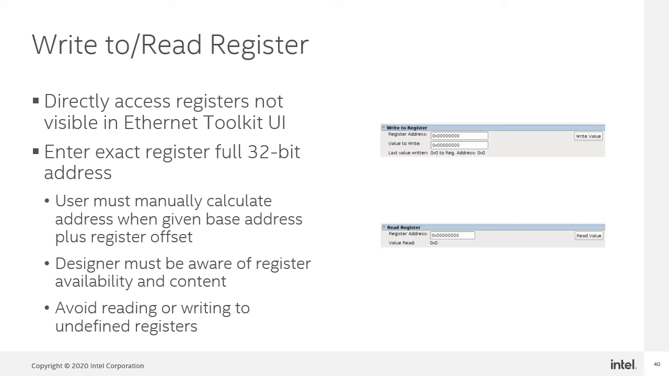1. If the documentation provides the register address in the form of a base and offset, you must manually calculate and enter the register's specific address. 2. You must know the purpose of the registered address that you enter, and you must know how to decode its content, as the tool does not provide this information. And 3. Some registers in the IP are listed as reserved or undefined. You should avoid accessing any of these, as the results of reading from or writing to them is unspecified.